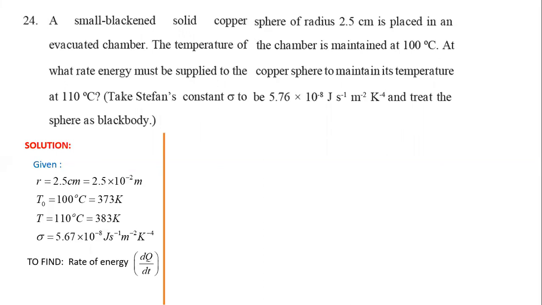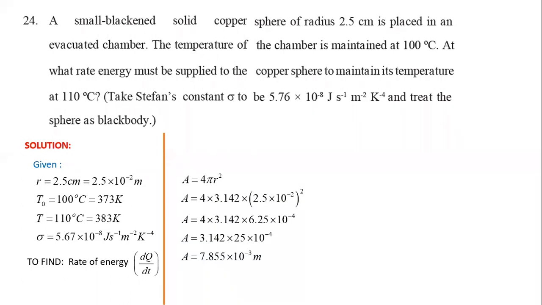So as I told you, first we have to find out the area of this spherical body. The area of a sphere is 4 pi r squared. After substituting all the values and doing the calculation, we get the area as 7.855 into 10 raised to minus 3 meter squared. You can check the calculation later.